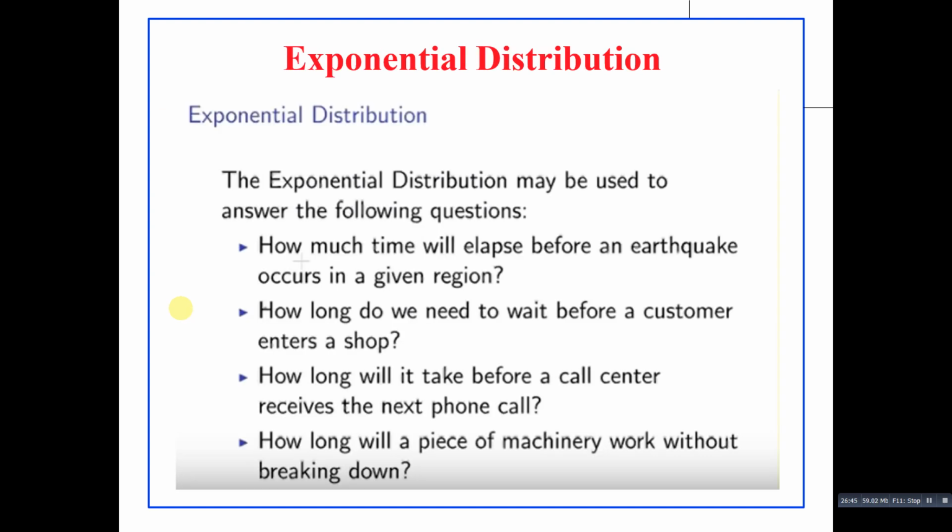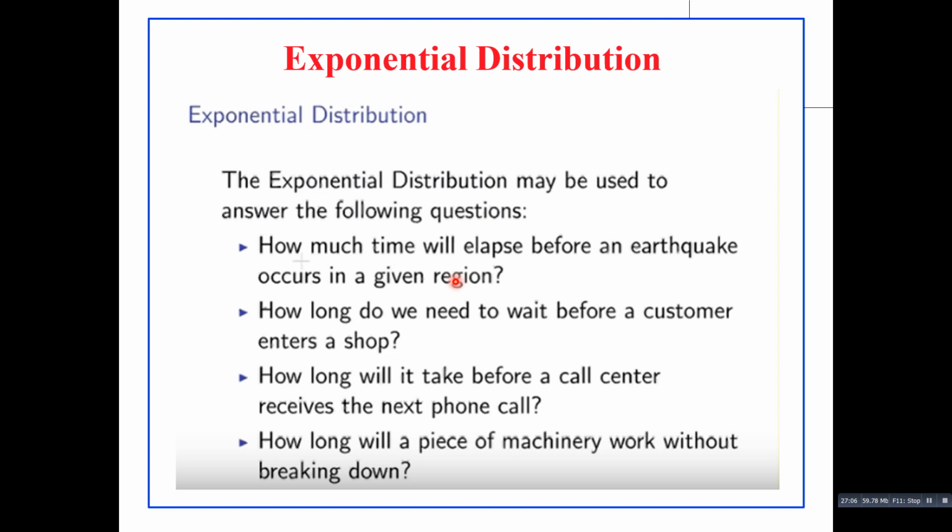So exponential distributions. Let's see what this is. Exponential distribution may be used to answer the following questions. How much time will elapse before an earthquake occurs in a given region?